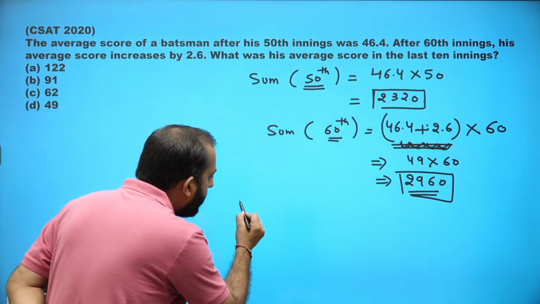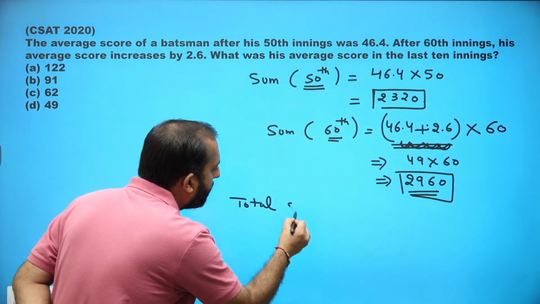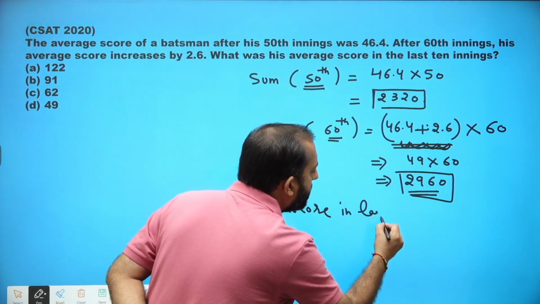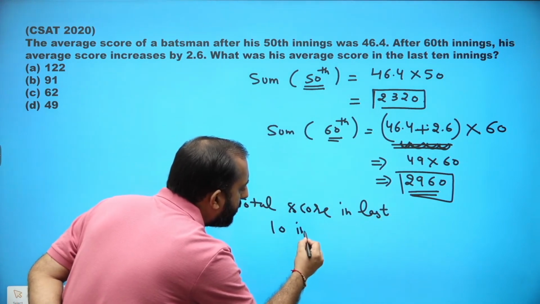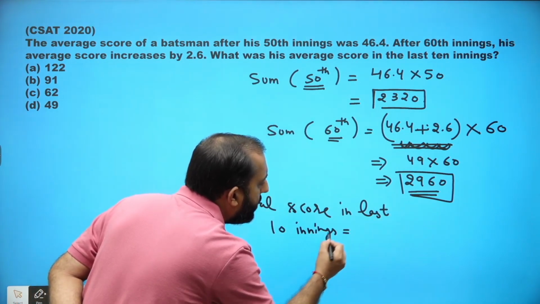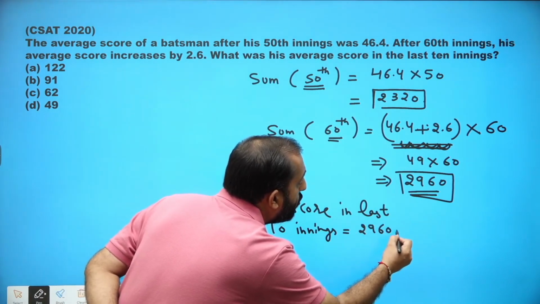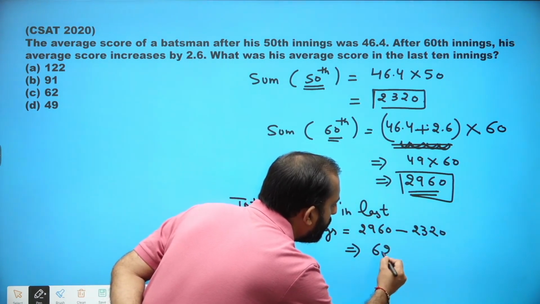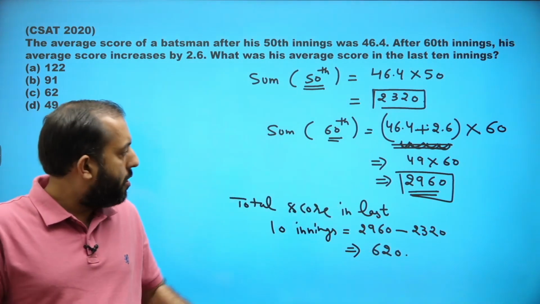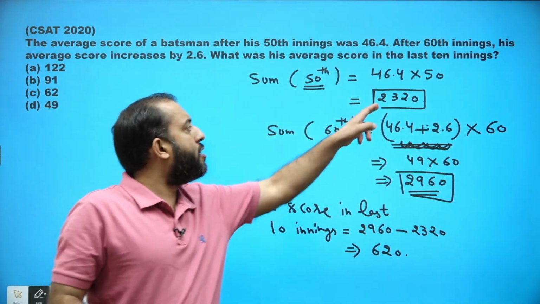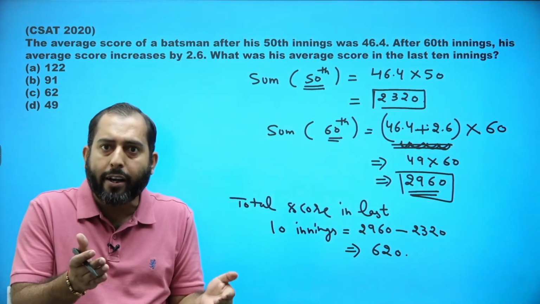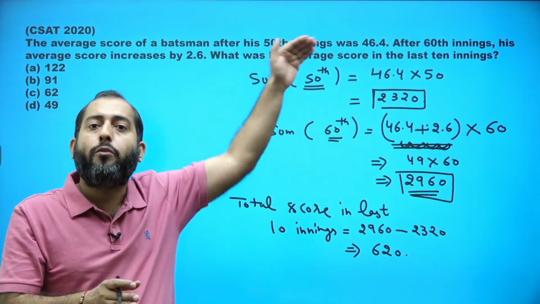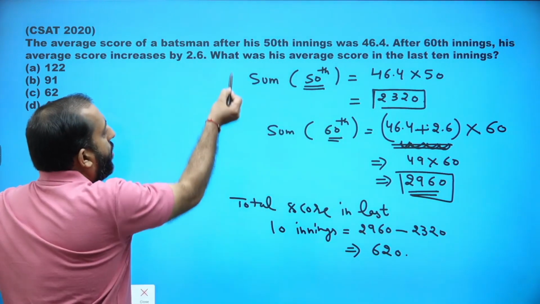So I can say the total score in the last 10 innings should be 2960 minus 2320, which equals 620. Because this is the sum till the 60th inning and this was the sum till the 50th inning. If you subtract it, you will get the total score of the last 10 innings, meaning inning number 51 till inning number 60. Now what are we looking for?